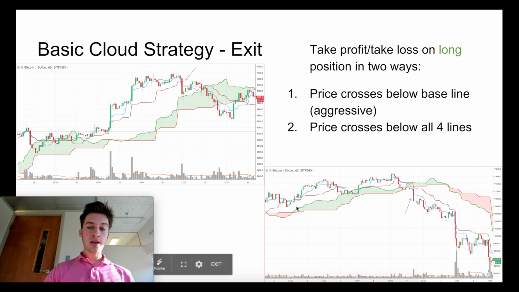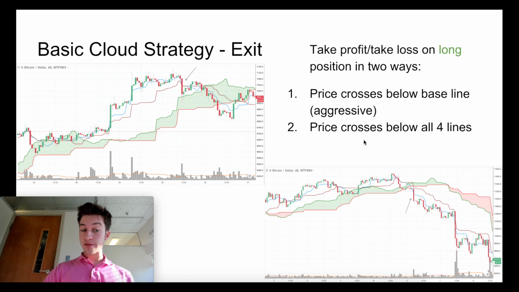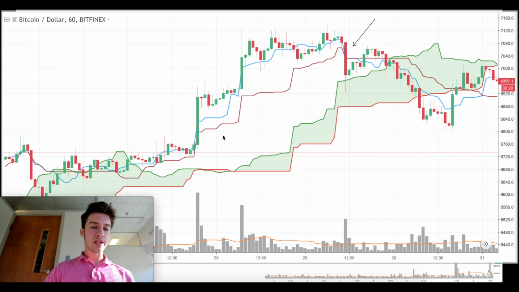That's aggressive. A little bit more conservative is to wait for price to cross below all 4 lines, but this may be a little bit too conservative. But if you really want to play it very safe, what you could do here is wait for price to close, not just price to close below here, but wait for price to close below all 4. So at that point, it'd be here.